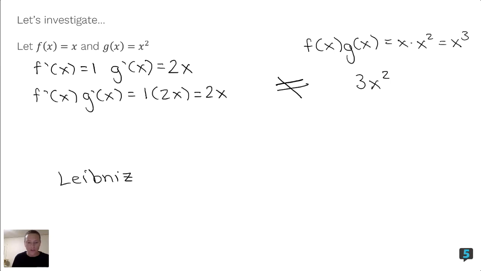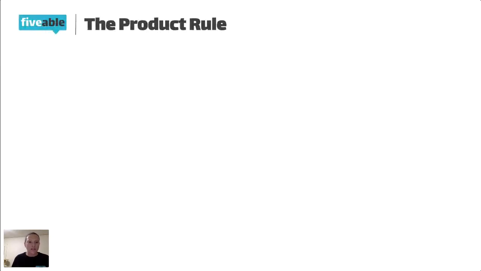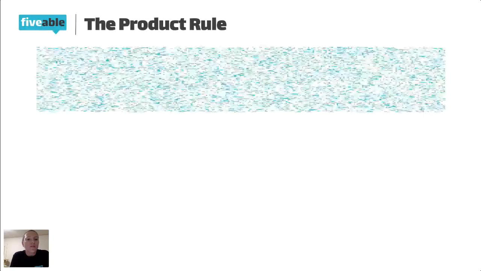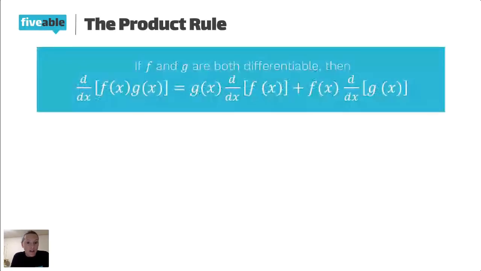So here's what the product rule tells us. The product rule tells us that if I want to take the derivative of two functions, f of x and g of x, that are both differentiable, and I'm taking the derivative of their product, so the derivative of f of x times g of x, it will equal g of x times the derivative of f of x plus f of x times the derivative of g of x. Now, this rule written out might look a little bit overwhelming, and that's okay. What we're going to do, though, is simplify this for ourselves a little bit, okay?